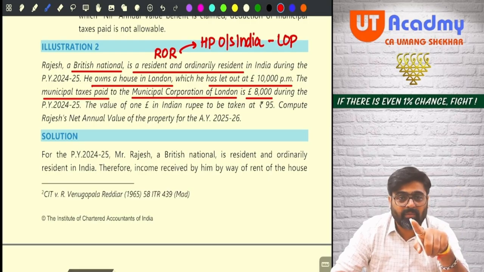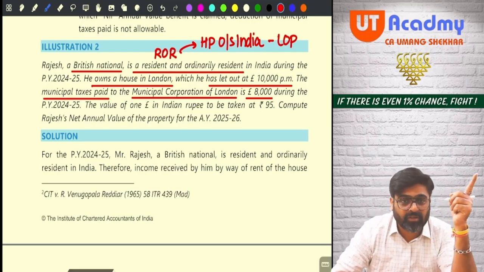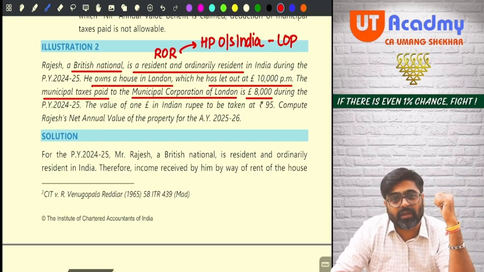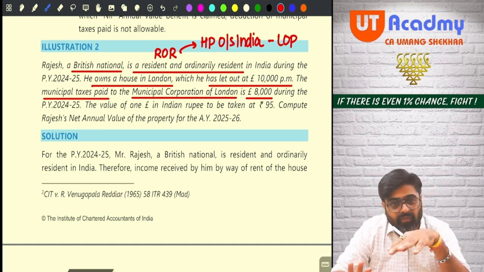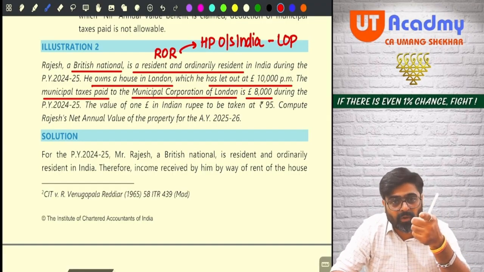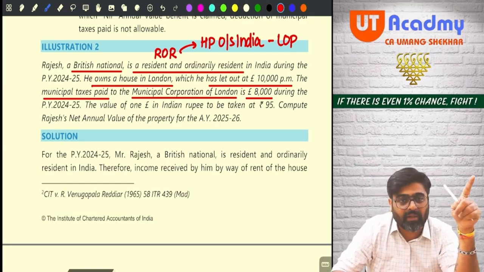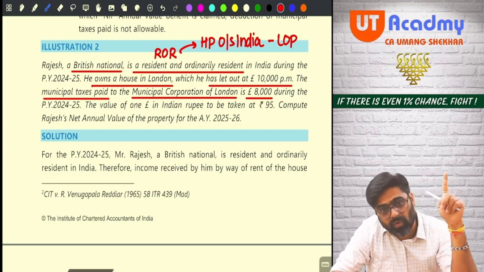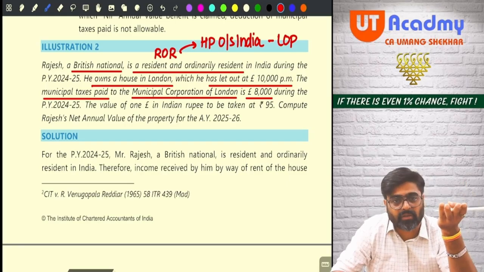Sure? Now tell me, for this ROR, if the property is situated outside India and this property is let out, the rental income is accruing outside India. And if nothing is mentioned, definitely this rental income would have been received also outside India. They are not saying that the rental income is received in India, meaning that the entire £10,000 of rent per month for all the months amounting to £1,20,000 would have been received outside India only. So accrued outside India, received outside India, what type of income is it? It is a foreign income. But don't you think that foreign income, part B or part A, any foreign income is taxable if your status is ROR?